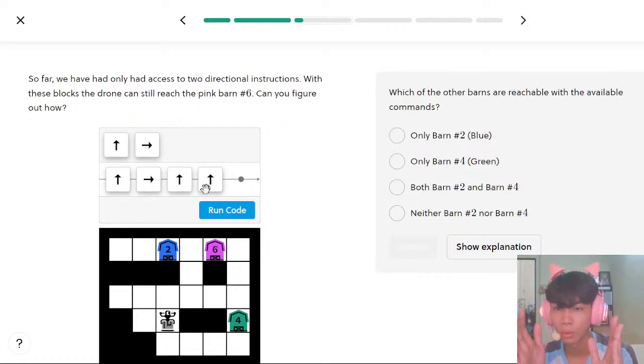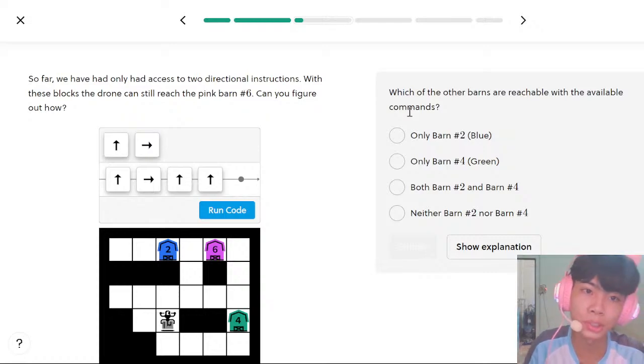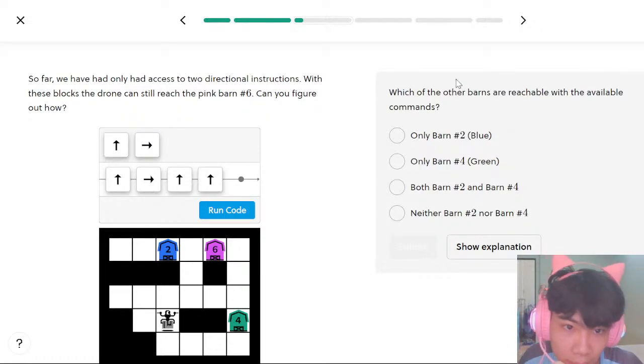Oh, we don't have the left arrow, we don't have the left arrow, so our limit is we couldn't go to the blue house. And we don't have the down arrow either. So we just have only, which of the other barns are reachable with just six.